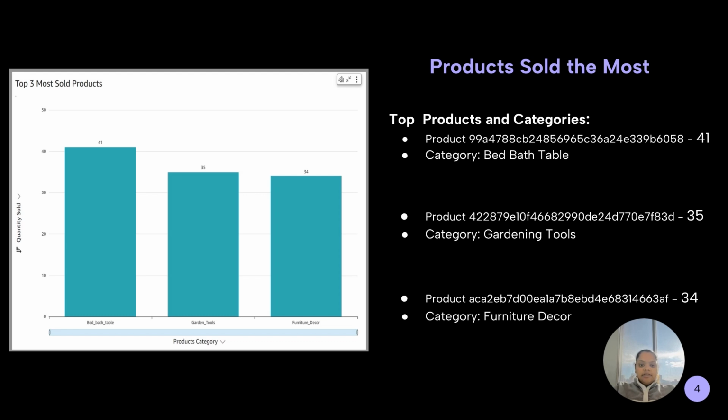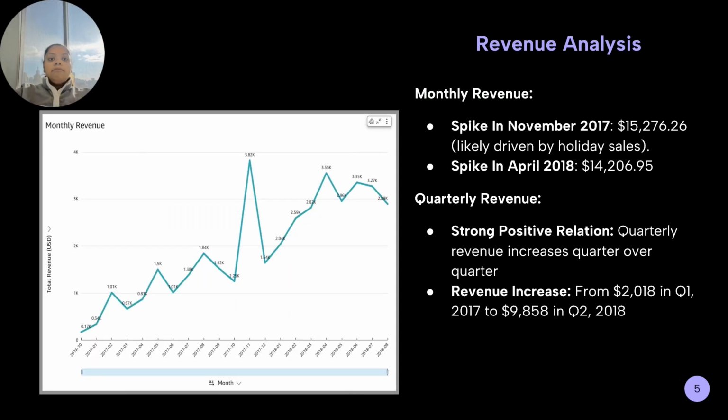The analysis of sales performance revealed the top selling products were those with the following product IDs, with sales of 41, 35, and 34 units respectively. These products belong to the categories bed, bath, table, gardening tools, and furniture decor respectively. Before diving into the analysis of revenue, it is important to know that we as a team considered payment value as revenue. When examining monthly revenue trends, we observed a significant spike in November 2017.